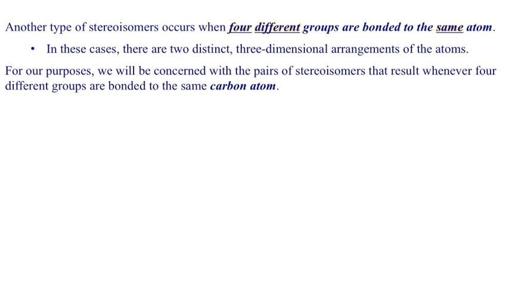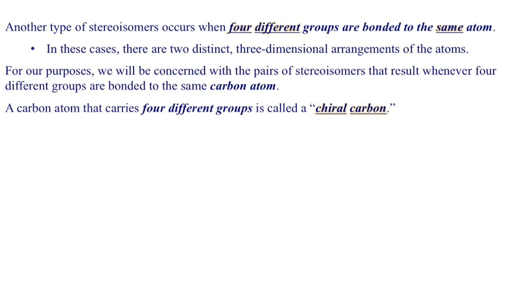In these cases, there are 2 distinct three-dimensional arrangements of the atoms. For our purposes, we'll only be concerned with the pairs of stereoisomers that result whenever 4 different groups are bonded to the same carbon atom. A carbon atom that carries 4 different groups is called a chiral carbon.